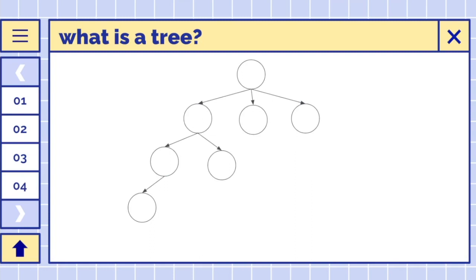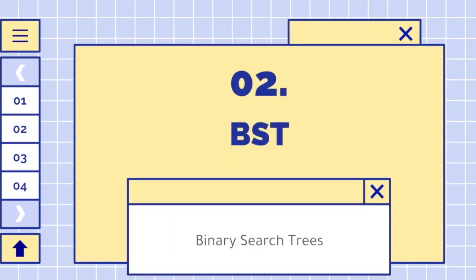So this is an image of what a tree can look like. It can have many different paths to many different children, and it can end at any place it wants. But today we're going to be focusing on a very specific type of tree called a binary search tree, which we'll be abbreviating as BST.